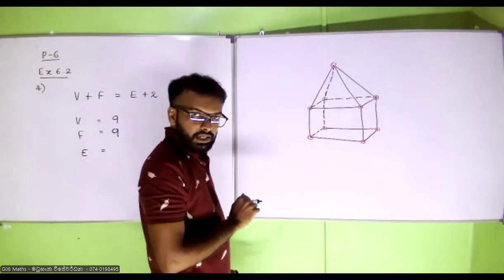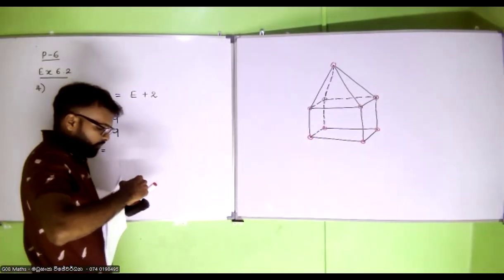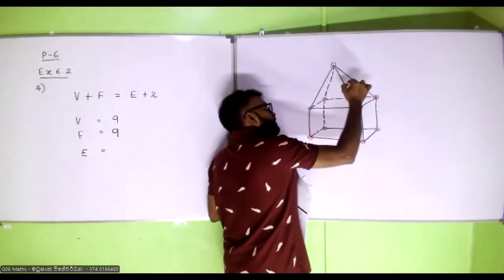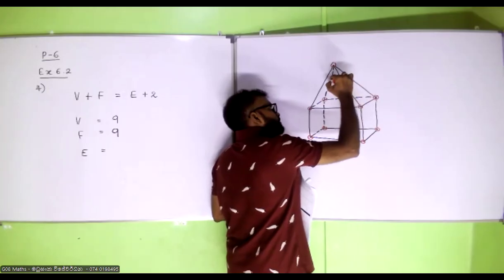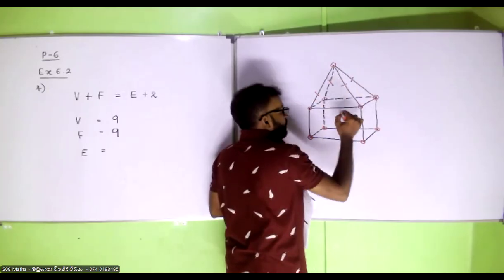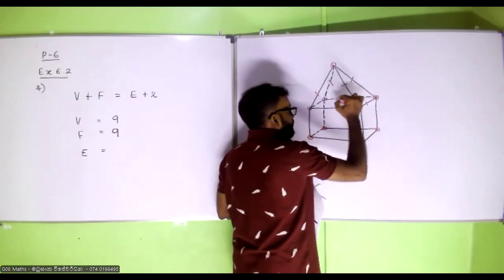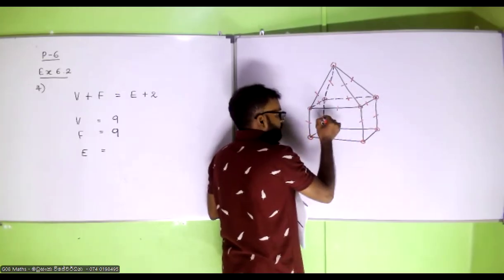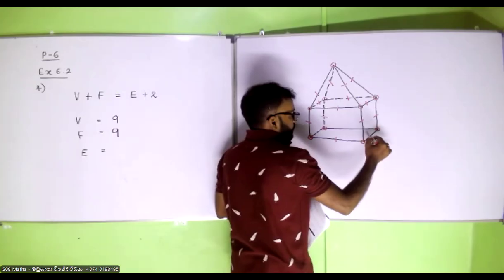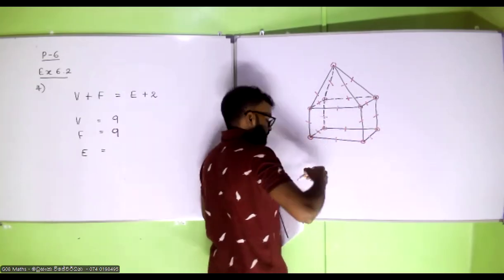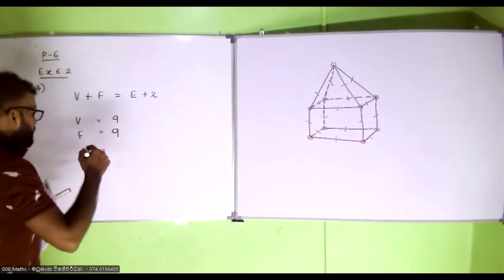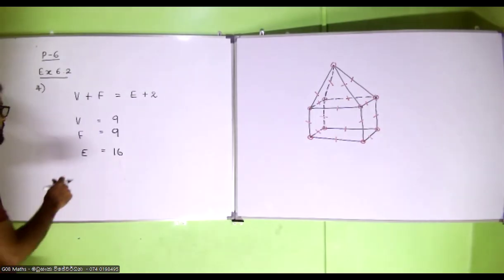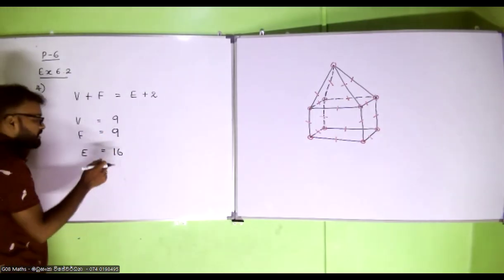Complete solid. Right? Then the number of edges. So I'll count: 1, 2, 3, 4, 5, 6, 7, 8, 9, 10, 11, 12, 13, 14, 15, 16. Right? So we have 16 edges. So 9 vertices, 9 faces, 16 edges.